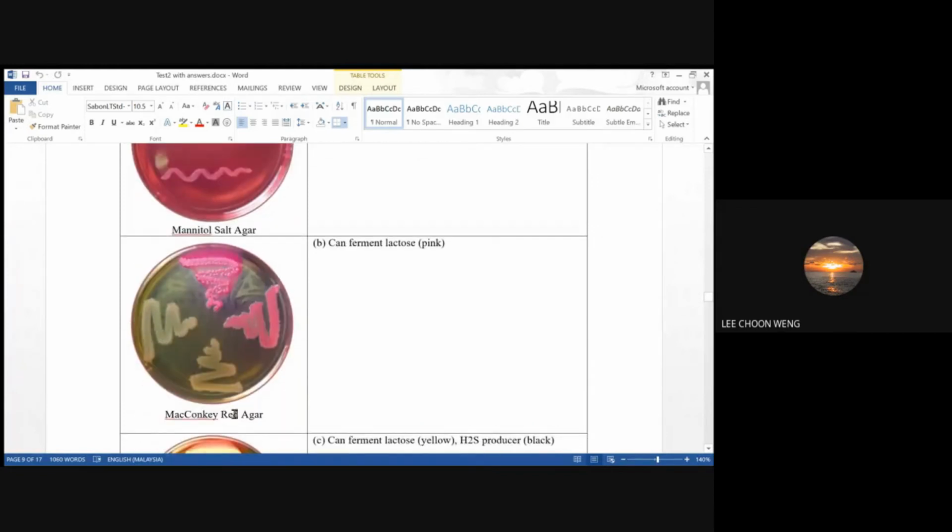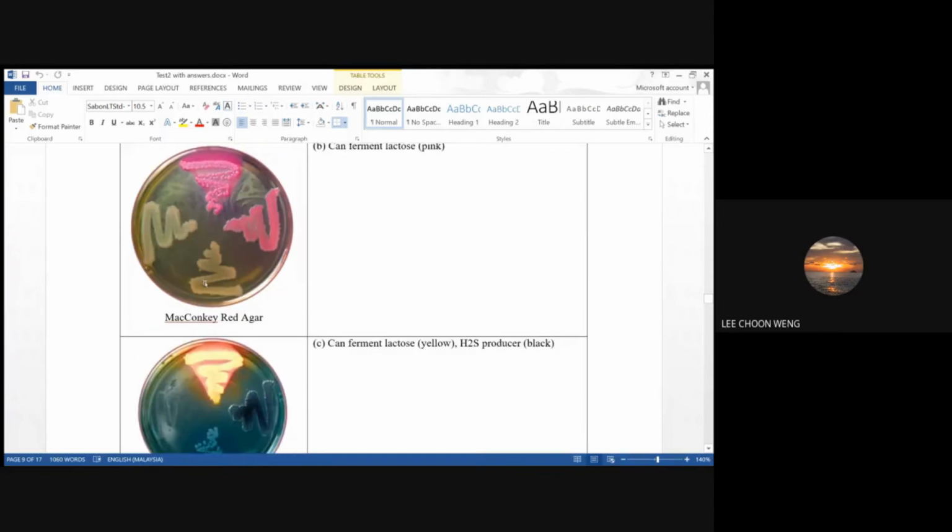Here, this is MacConkey agar. So the differentiating component is lactose. So the bacteria that can ferment lactose will produce acid and produce reddish, pinkish colonies. Okay? So these are the non-lactose fermenters.